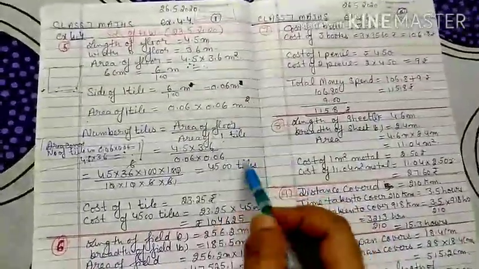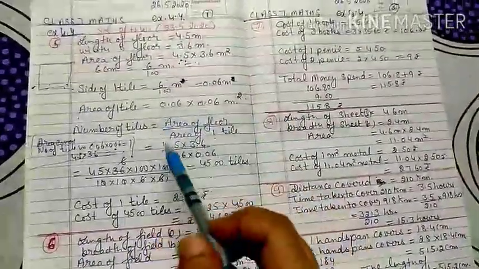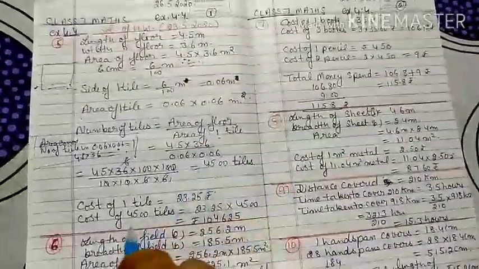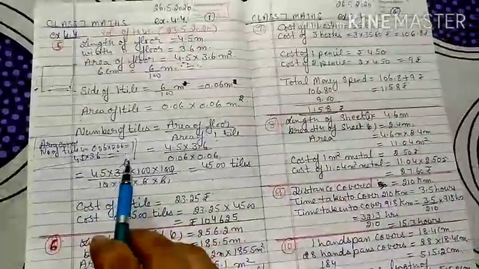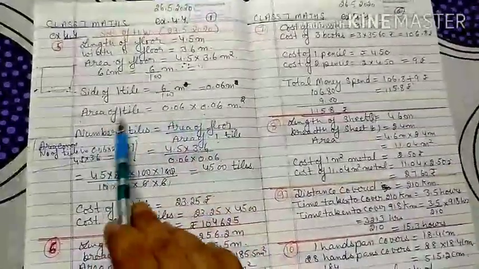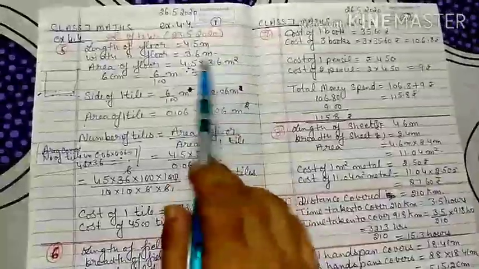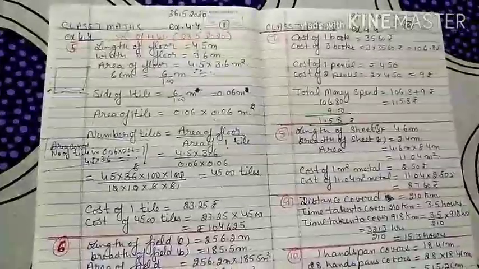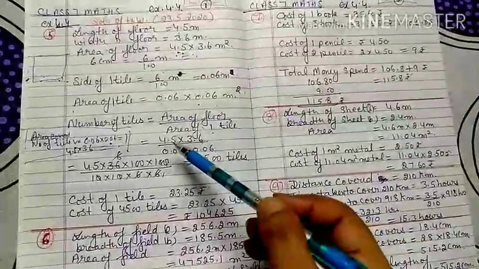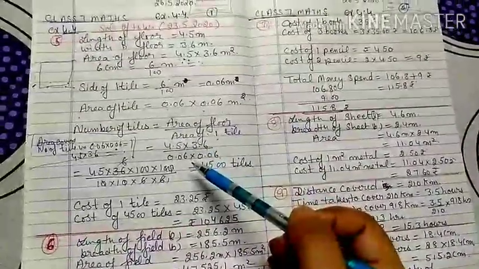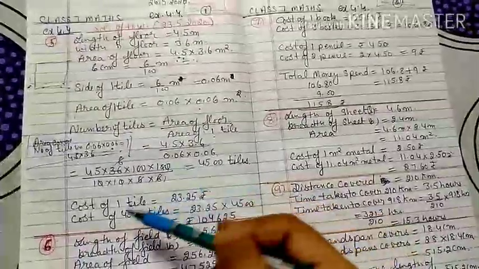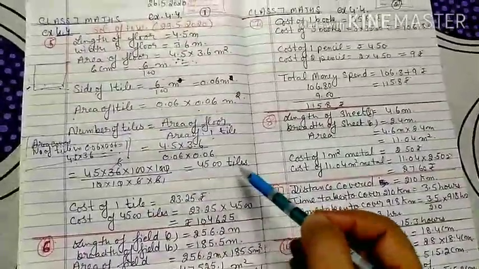If you go with the unitary method, suppose you don't want to go with this formula method, in that case you can identify it like this. If this area is the area of one tile, how much is the number of tiles? Again you have to divide area of floor by area of one tile in the unitary method also. Now when you solve that, it will be 4500 tiles.